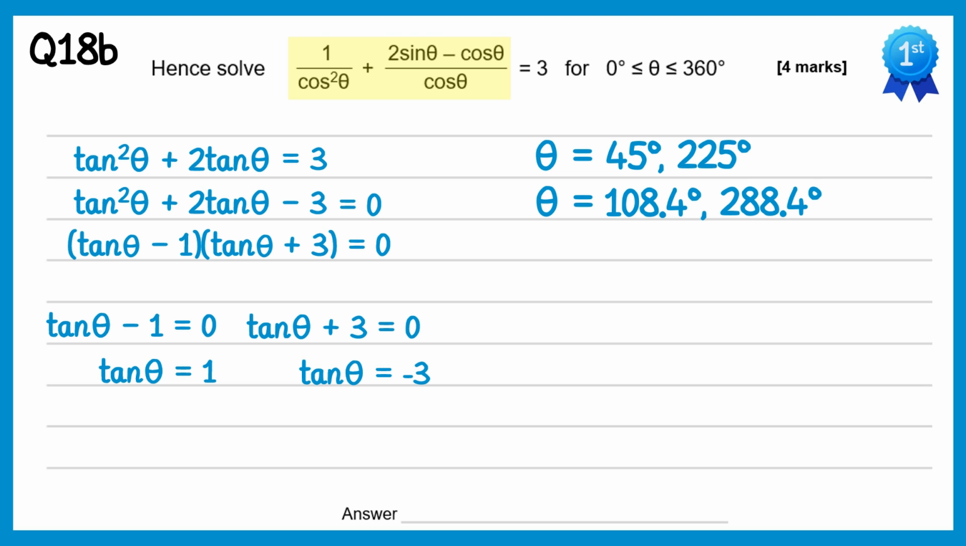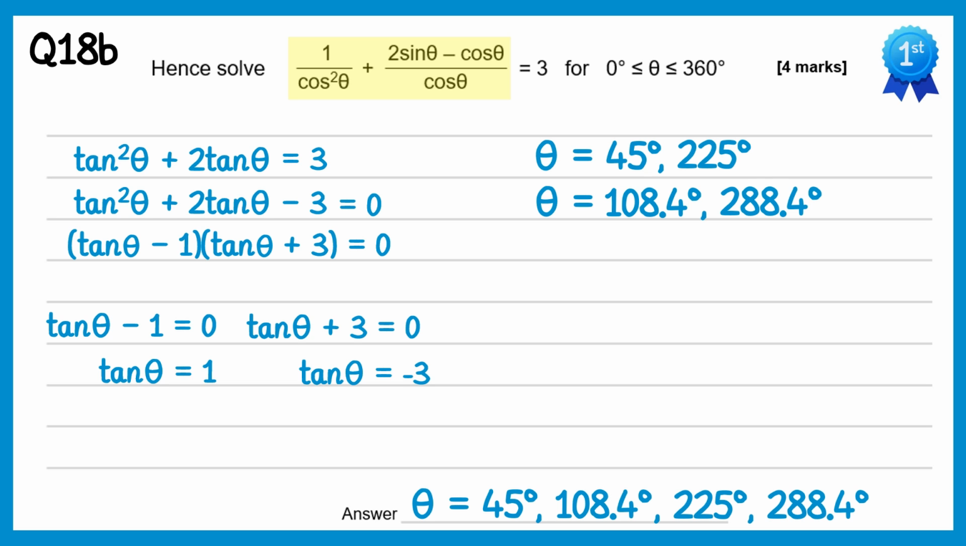Just beware, this trick only works with tan. With sine and cos, you've got different approaches. But again, I've got a video on that if you want to go and check it out. Now all that's left to do is write all of our solutions. We usually write these in numerical order, so theta equals 45, 108.4, 225, and 288.4 degrees.